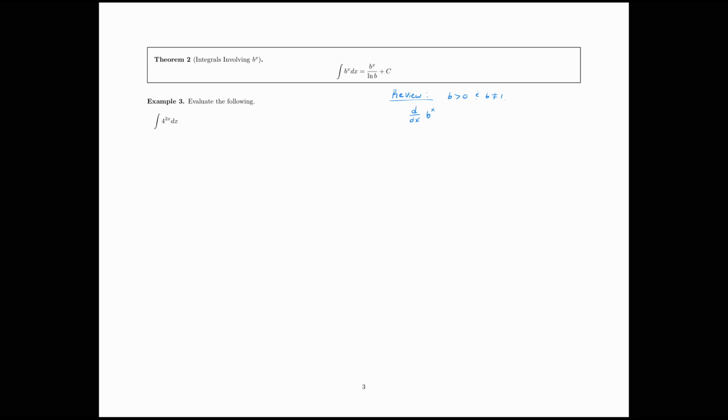The derivative of this behaves very similarly to how you would differentiate e to the x. It is itself, but we'd multiply by the natural log of b. So precisely when b is equal to e, this formula becomes e to the x natural log of e, but natural log of e is equal to 1, so we just get e to the x.